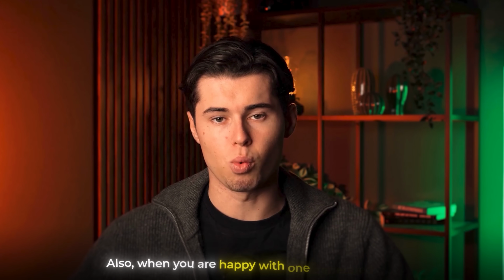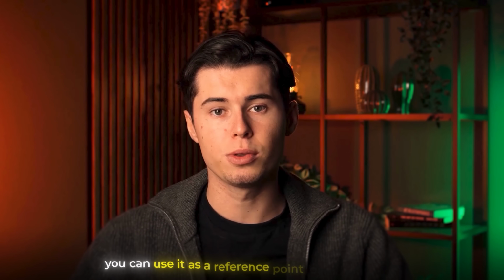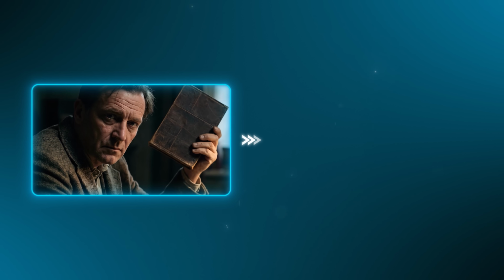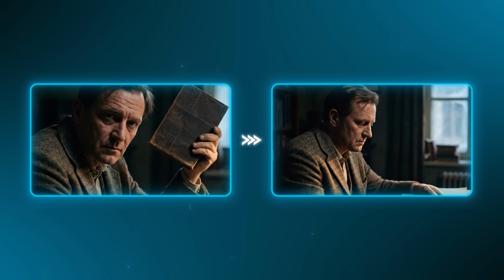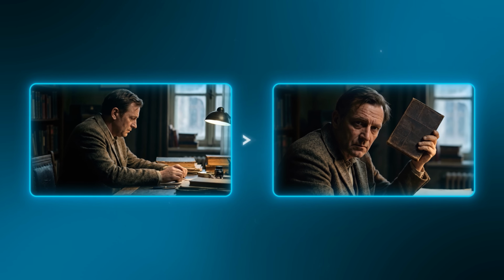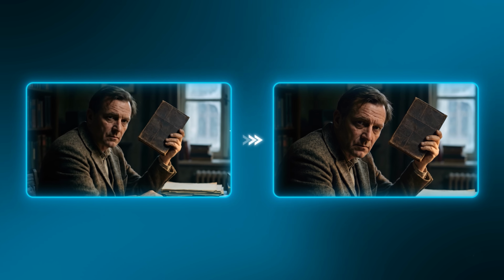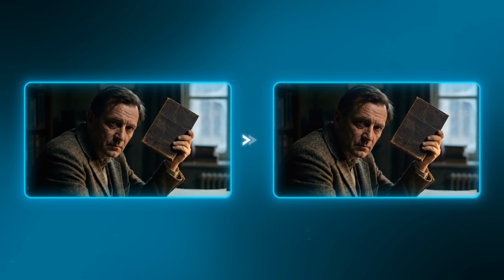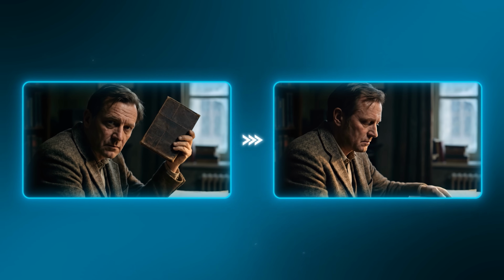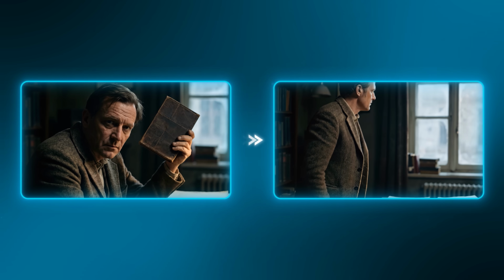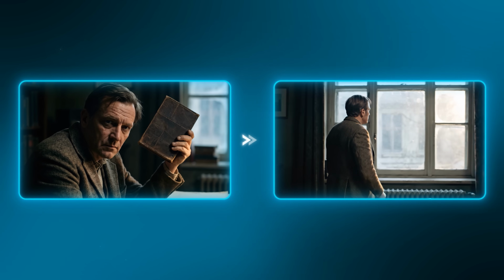Also, when you are happy with one generated clip, you can use it as a reference point for the next one. The last frame of the clip you just made becomes the starting image for the next clip. This means every clip you make flows directly into the next one, and because the starting frame is taken from the actual output rather than a separately generated image, the transition between clips is completely smooth, with no cuts or visible jumps. Just one continuous motion that the viewer reads as real footage.